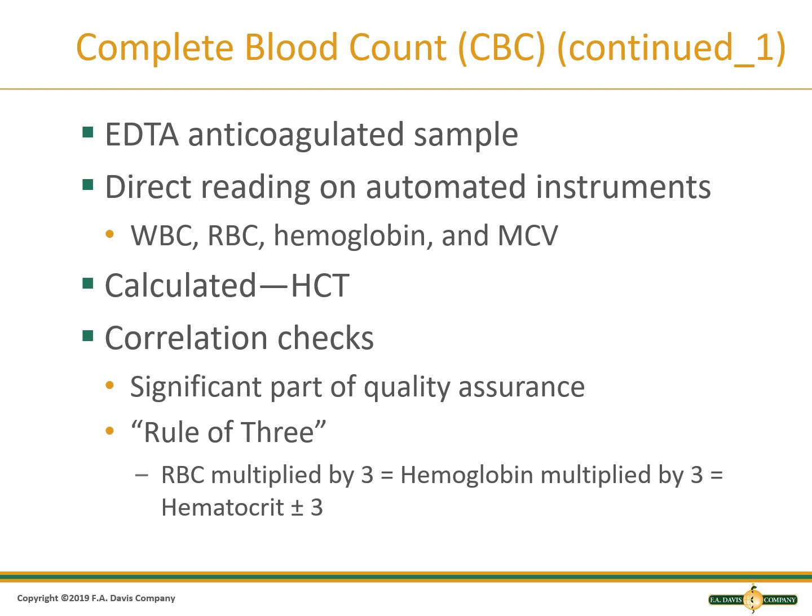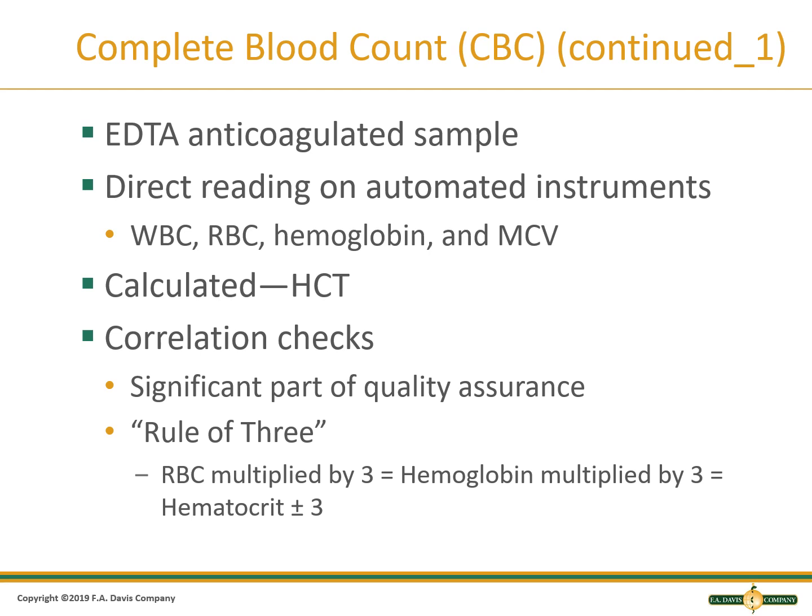A complete blood count, or CBC, is usually collected in an EDTA, anticoagulated sample. Typically that's going to be your purple or lavender top tubes. There's going to be a direct reading on your automated instruments of your white blood cell count, red blood cell count, your hemoglobin, and your MCV. The hematocrit and some of the others are actually indices, which means they're calculated. They're not a direct quantification.